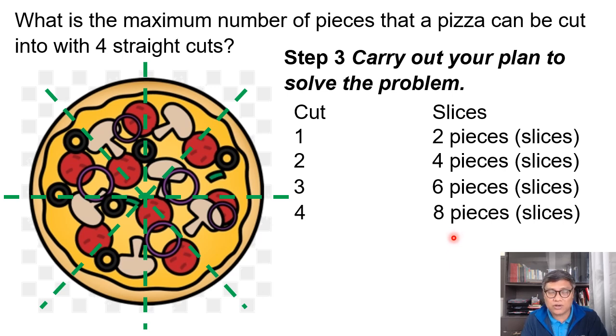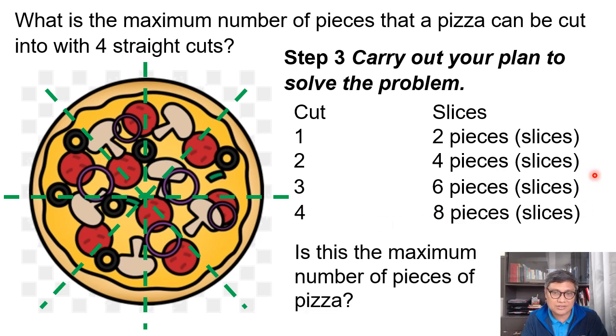Now, this may be your final answer, class, but the question is, will this be your maximum number of slices? When you have 4 straight cuts, we can have 8 slices, uniformly, or more or less they are of similar size. But is this the maximum number of slices that you can have if you only have 4 straight cuts? So that's the question there, class. So is this the maximum number? Then by trial and error again, you can recut the same pizza.